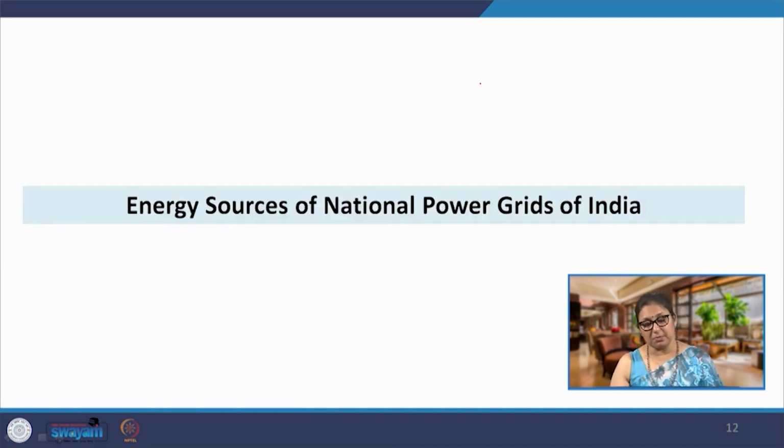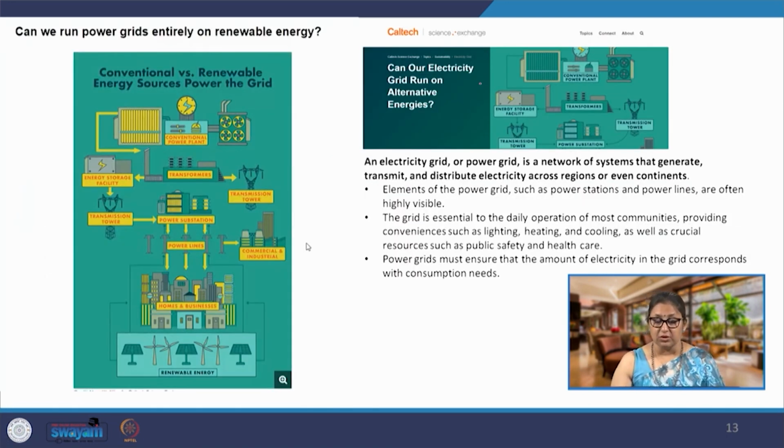Now, coming to the national power grids of India. We currently have 5 major grids into which the entire country is divided, and we still draw a significant proportion of the electricity running in the grids from non-renewable sources of energy. India is doing significantly better. We are reaching almost 50% of the energy generated from renewable sources today.